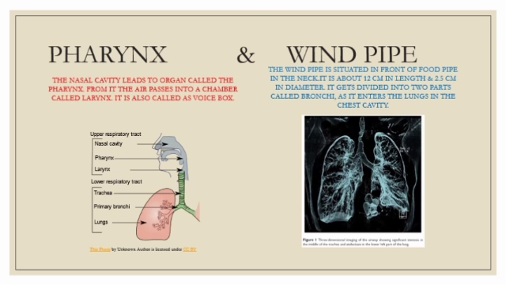As it enters the lungs in the chest cavity, this is the chest cavity and the lungs are present inside the chest cavity. The windpipe is divided into two parts which are called bronchi. Okay children, so this is about the pharynx, and the larynx is also called the voice box.